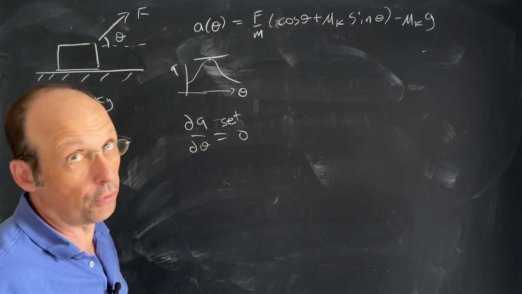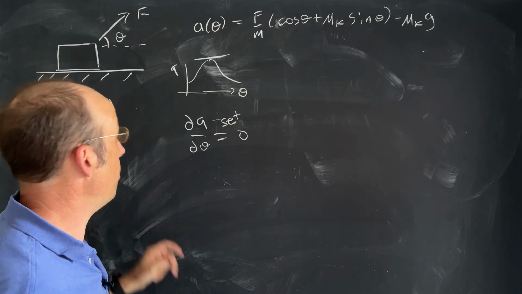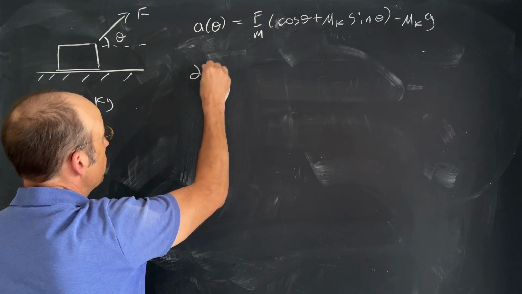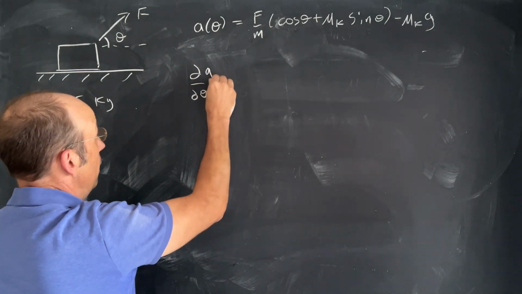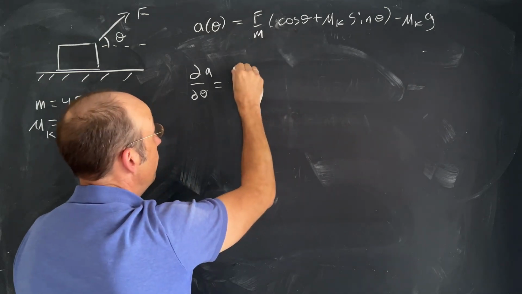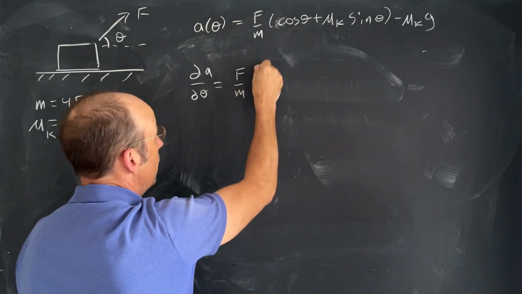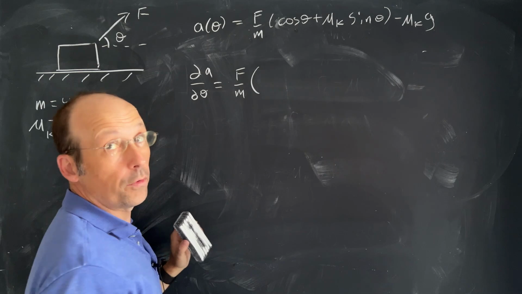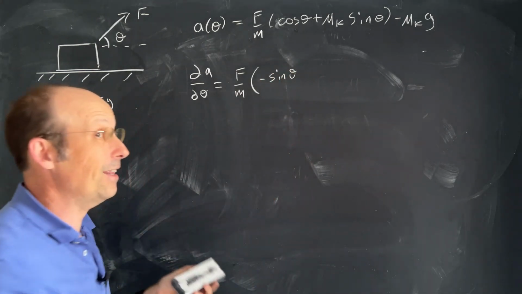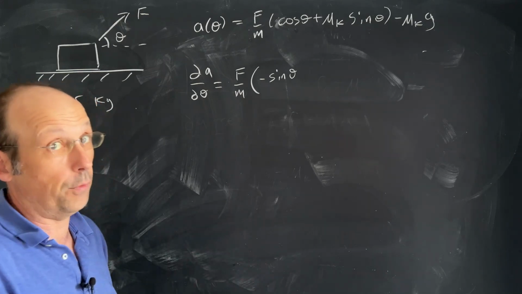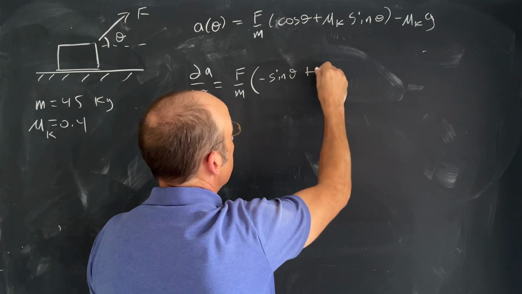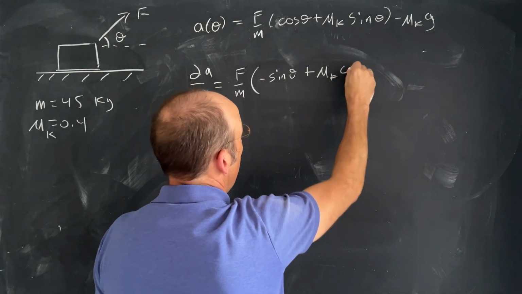We could prove that, but I don't think I'll do that. So let's just take the partial of a with respect to theta. Well, right here, I have f over m as a constant. That's not a constant. So I'm going to write this as f over m, and then I'm going to take the partial of cosine theta with respect to theta, which is negative sine theta. And I don't have to take the derivative of theta because the partial of theta with respect to theta is 1. Okay. And then over here, I have plus mu k times the cosine of theta, right?